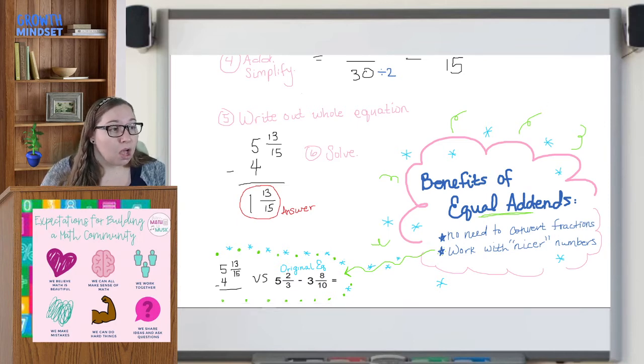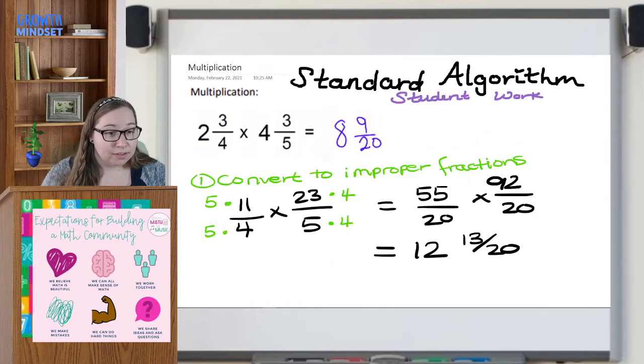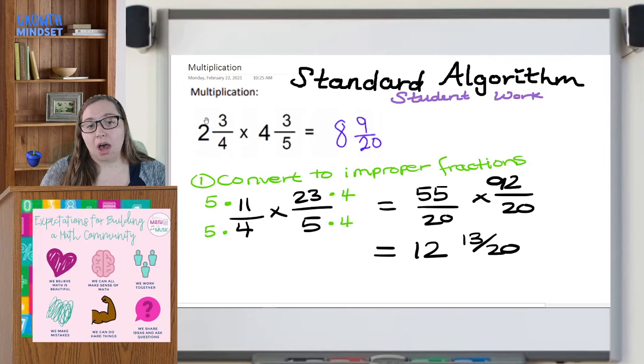So moving on, we're going to do some multiplication. Again, this is the student's work. The first thing that I noticed here was that this student was trying to just multiply straight across. And it seems like it would be the most obvious way to do it, but it's not quite right. So he did 2 times 4 gave us 8, 3 times 3 equals 9, and then 4 times 5 equals 20. So his answer was 8 9/20. Now, that's not quite right.